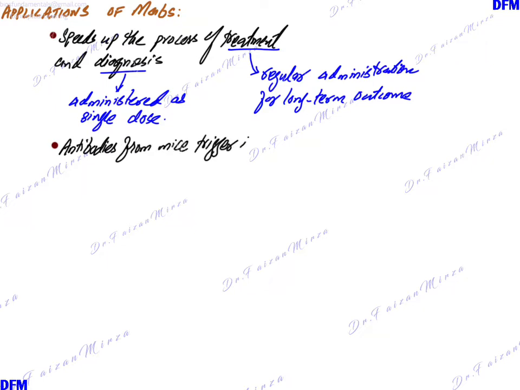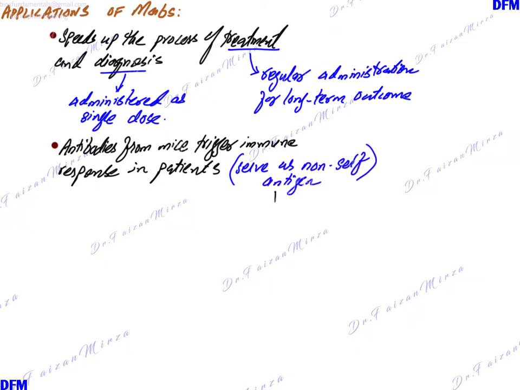Since the antibodies come from mice, they can trigger an immune response in the patient's body, because they will serve as non-self antigen. This needs to be resolved. It can be resolved in two ways.